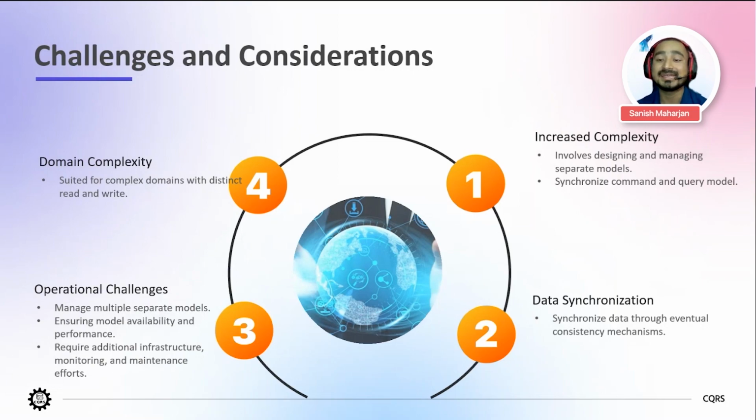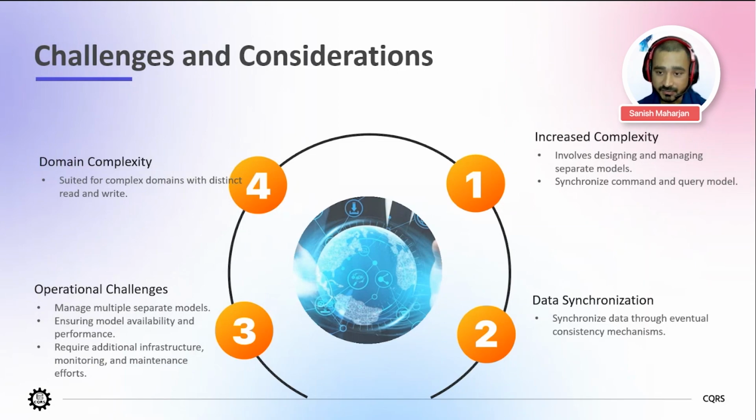So the first one is increased complexity. That means whenever we are implementing CQRS, we will be having multiple different chunks, or we are segregating stuff. As compared to our traditional approach, where we are only focusing on one database or one model, here we are focusing on two different things. So we need to design different models, and we need to manage everything. And another thing is, as I've already talked about earlier, we need to synchronize the write database with the read database. So it also increases some extra complexity as compared to our traditional approach.